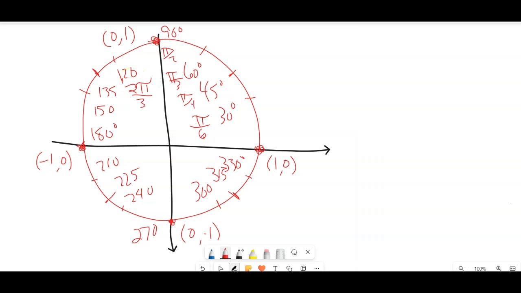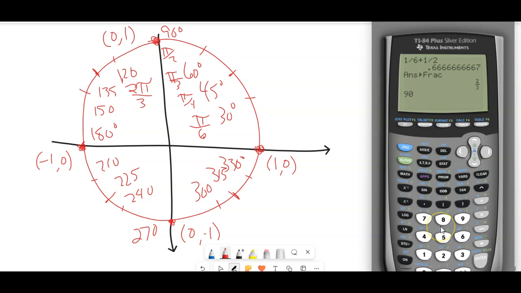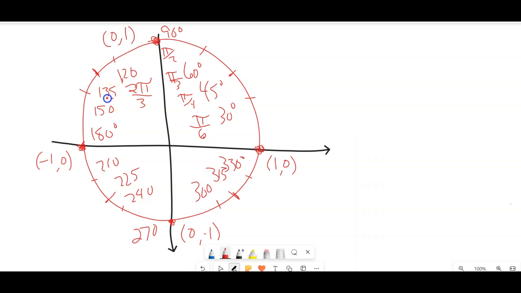And I could do that all the way around. I could add 90 degrees, pi over 2 radians, which again would be a half, plus the next radian measure, which is pi over 4. So I would add 1/4. I get that decimal, math, 1 into a fraction. So that's 3/4, that would be 3 pi over 4, which is the 135. All right, and then 150, same thing. Add pi over 3 and pi over 2.